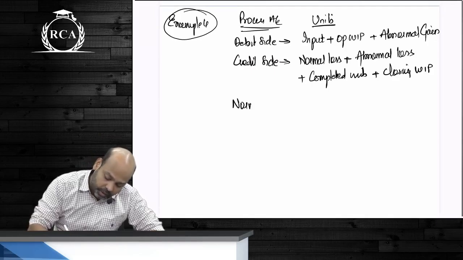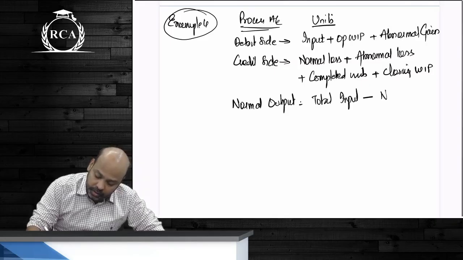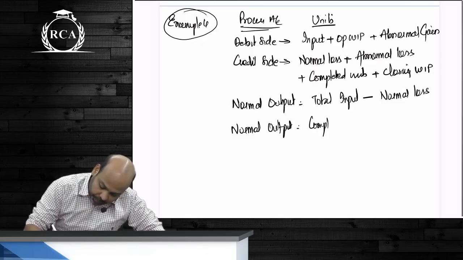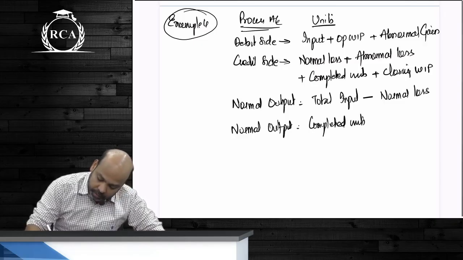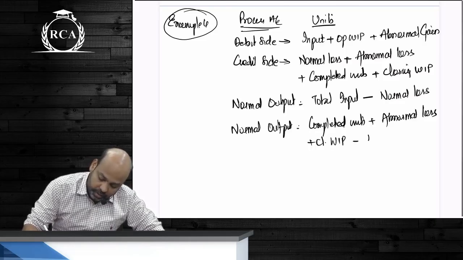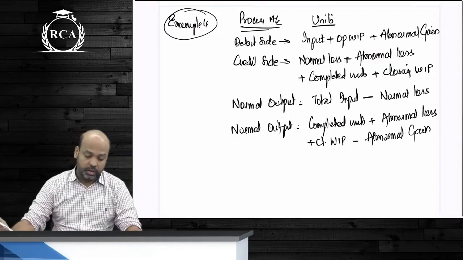Till now we have been writing normal output as total input, that is input plus opening work in progress minus normal loss. Hereafter we can also write this normal output as completed units plus abnormal loss plus closing work in progress minus abnormal gain. Will that still give me normal output only? Yes or no guys? Do you understand what I am saying? This is what we are going to write.